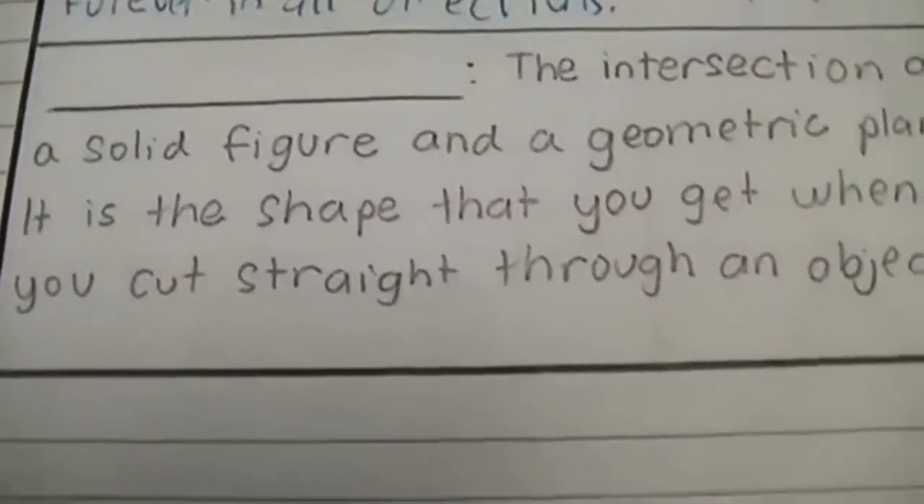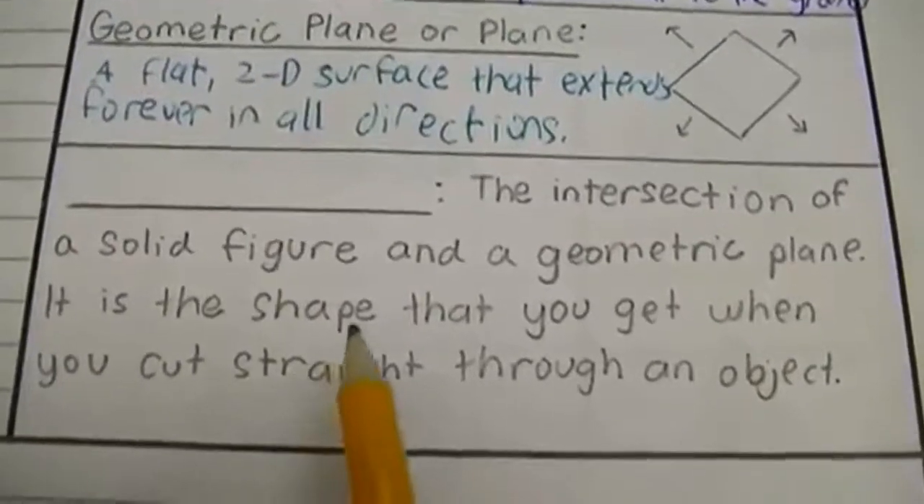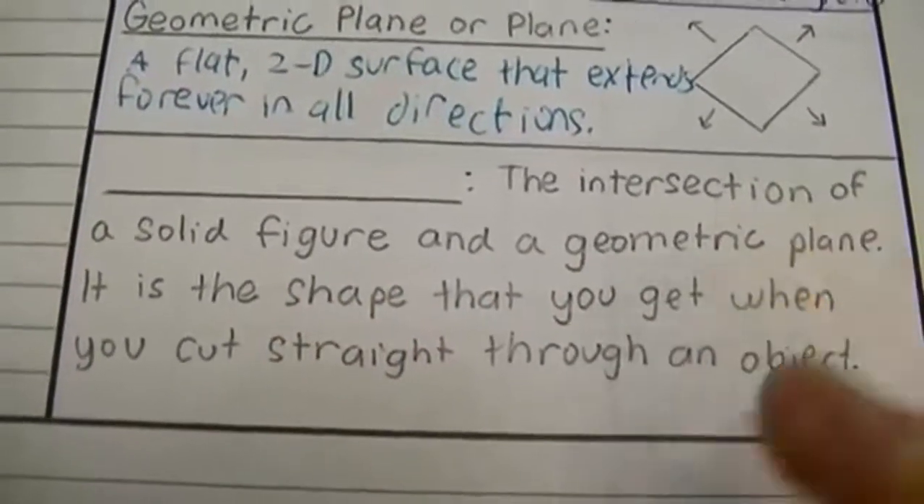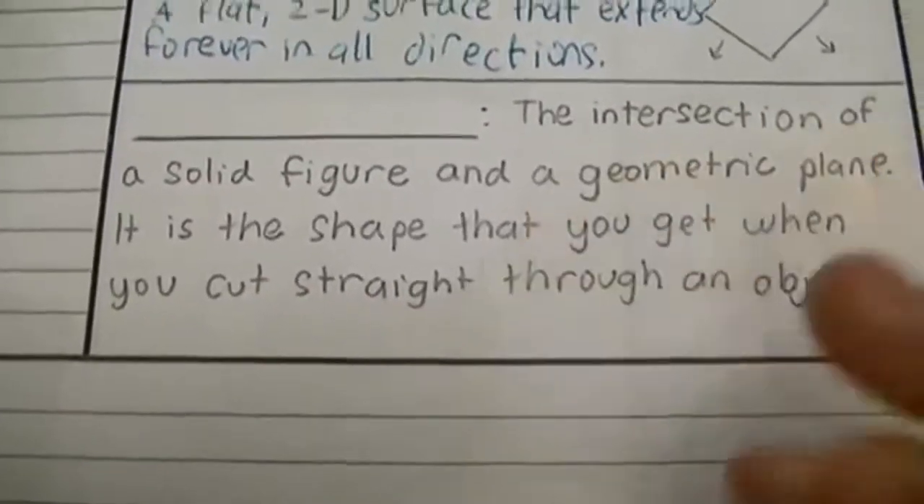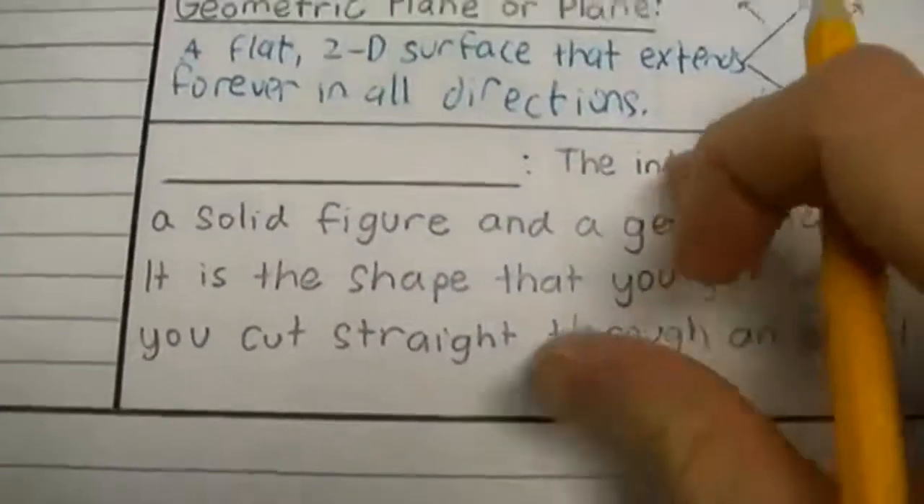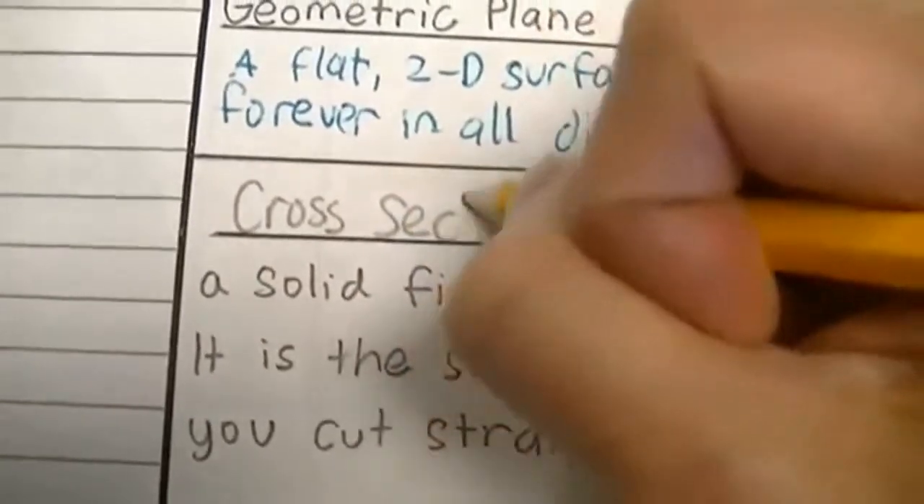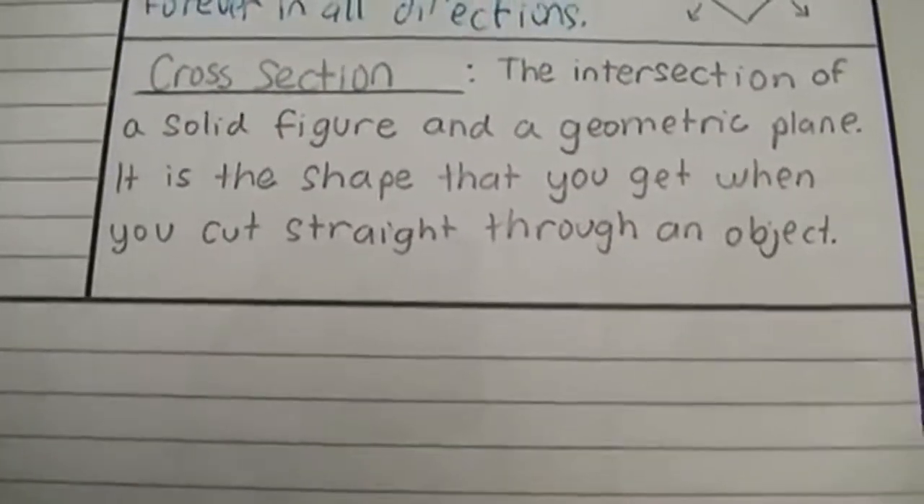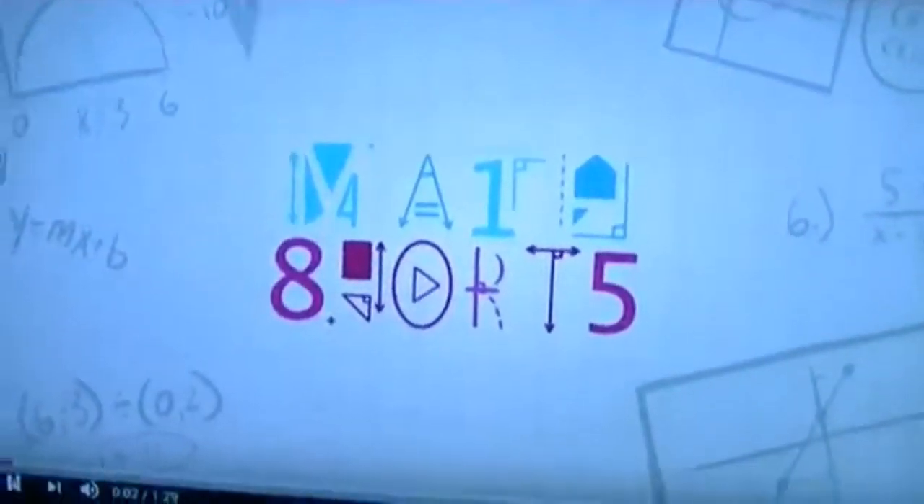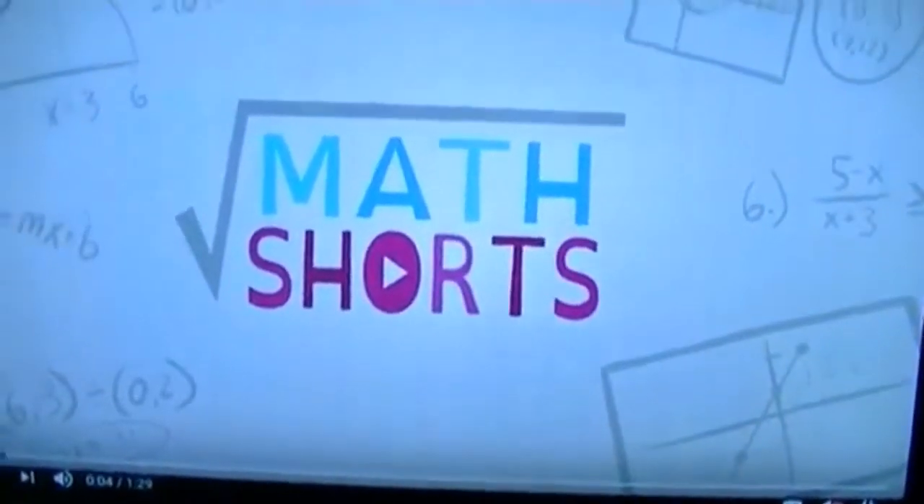The next word that you need to know: the definition is the intersection of a solid figure and a geometric plane. So where they cross. It's the shape that's formed when you cut straight through an object. That's called a cross section. I'm going to show you a quick YouTube video, 1.5 minutes long, Math Shorts.